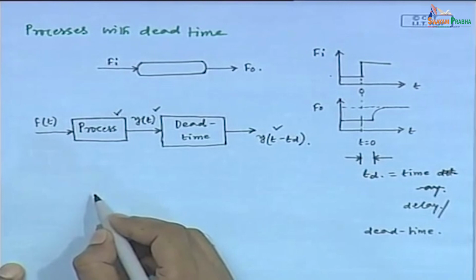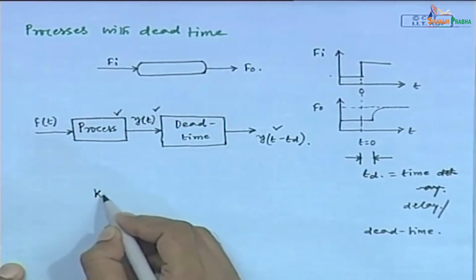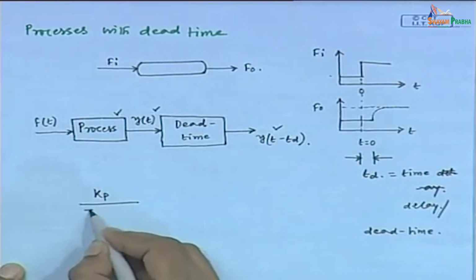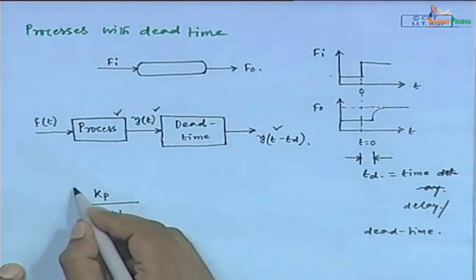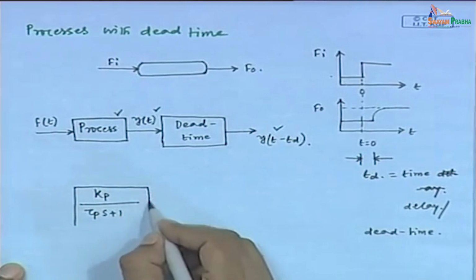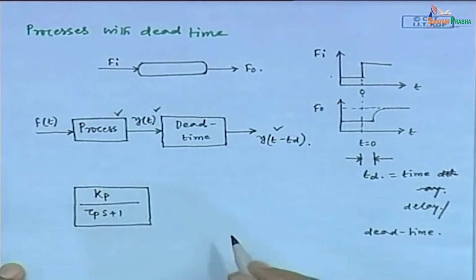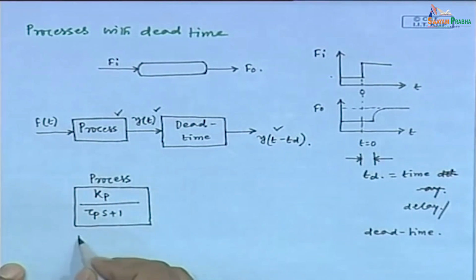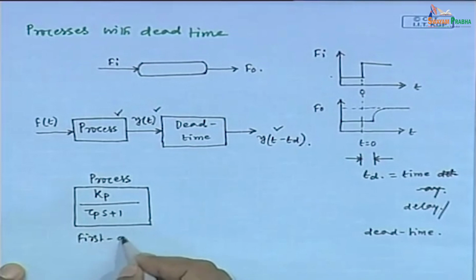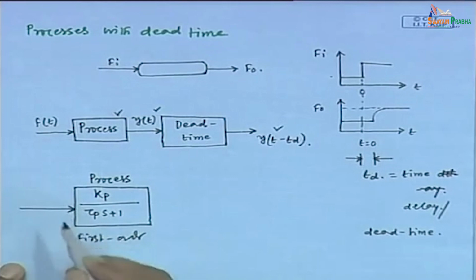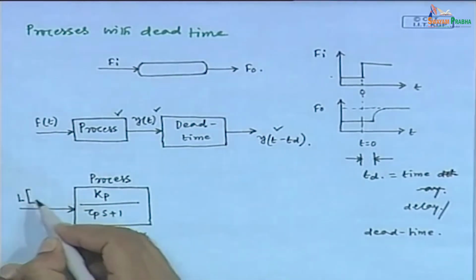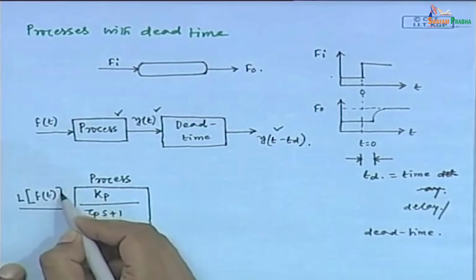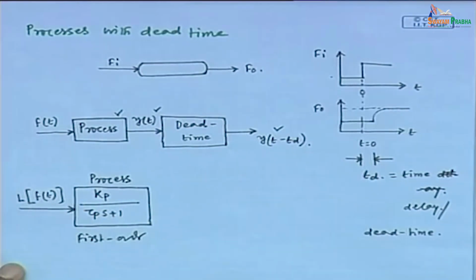Say this is a first order process. So, we can write the transfer function Kp divided by tau p s plus 1. This is the transfer function of the process, and we can say this is the transfer function of the first order process. Input to this process in S domain we can represent by this form, Laplace transform of f(t).